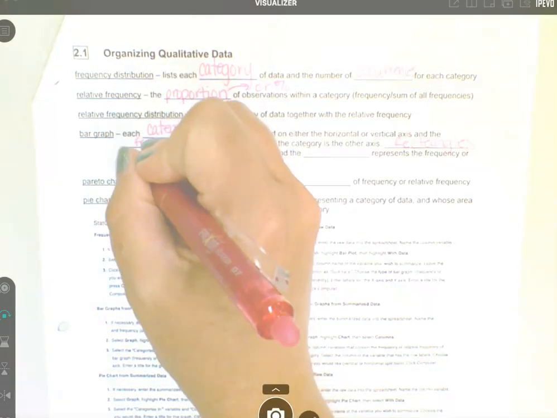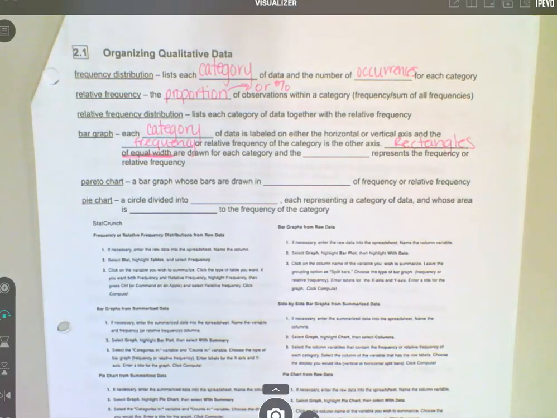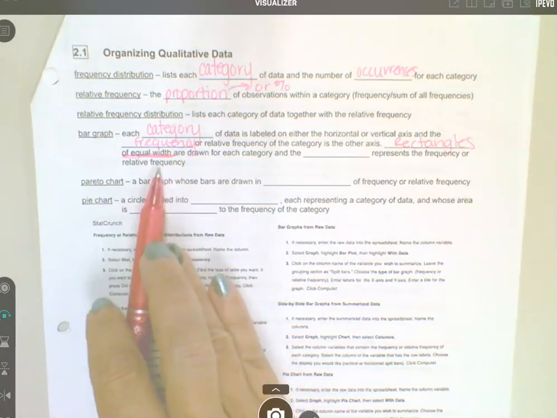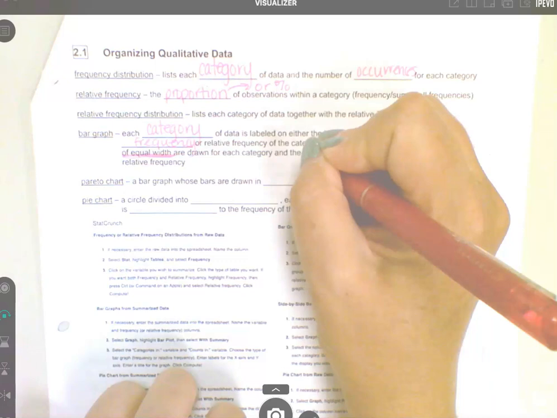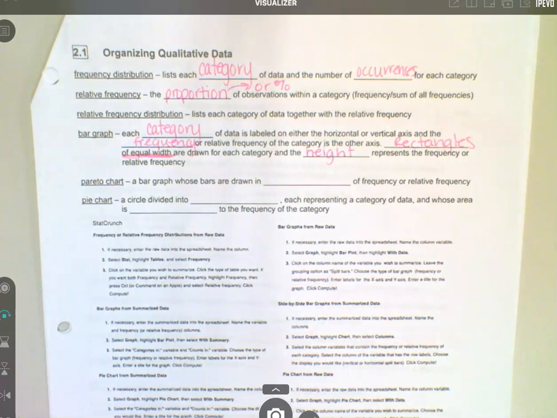It is important here that we put this modifier. You need on a bar graph for your rectangles to be the same width. You shouldn't have the rectangle that's representing blue eyes be thicker than the rectangle that's representing brown eyes, for instance. So you should use rectangles of equal width. I'm not getting out a ruler or anything, but just try to make them as equally spaced as you can. Obviously, when we're using StatCrunch, it's automatically going to do that for us. So rectangles of equal width are drawn for each category, and the height represents the frequency or relative frequency.